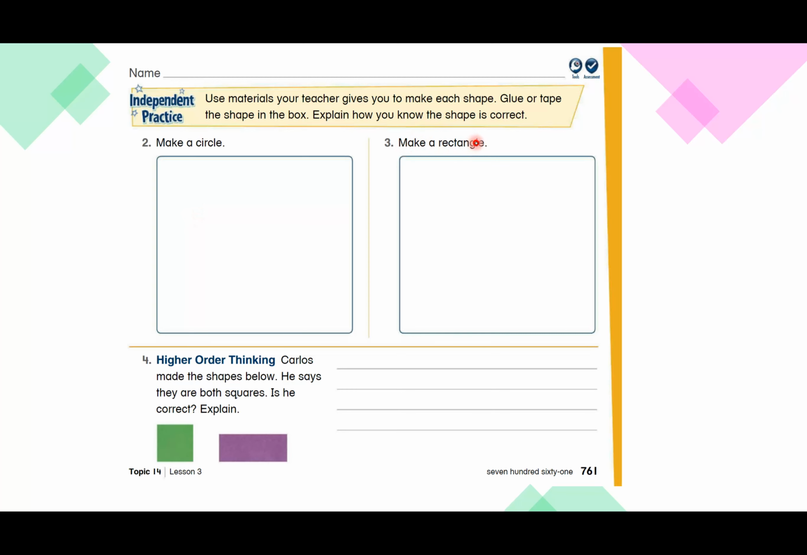Number 3, make a rectangle. This is exactly the same way you can do as we did on the first page. You can cut a rectangle from any color paper, and you can stick it here.